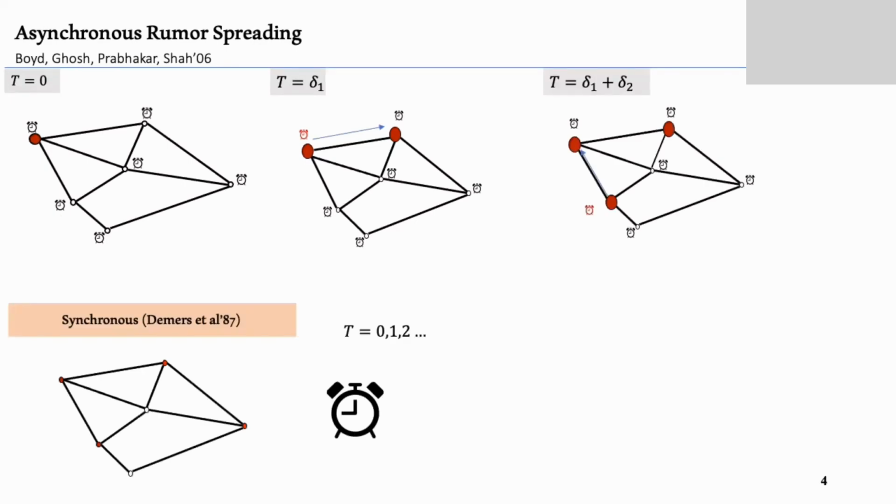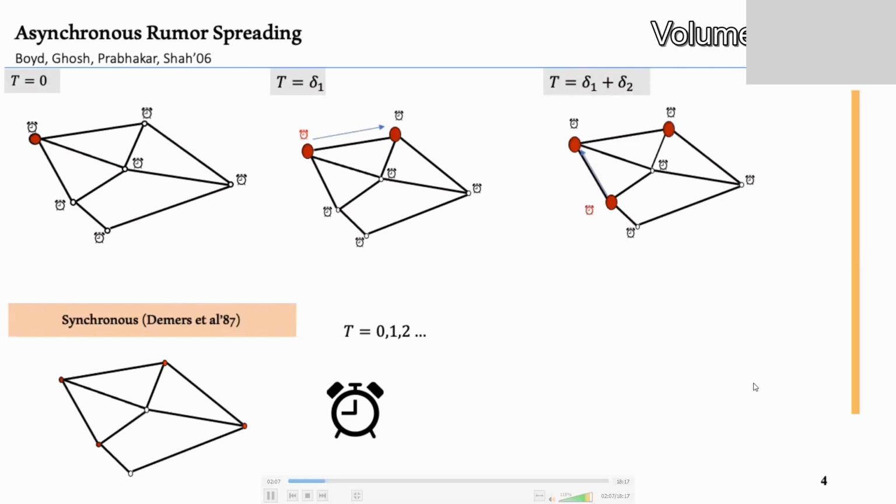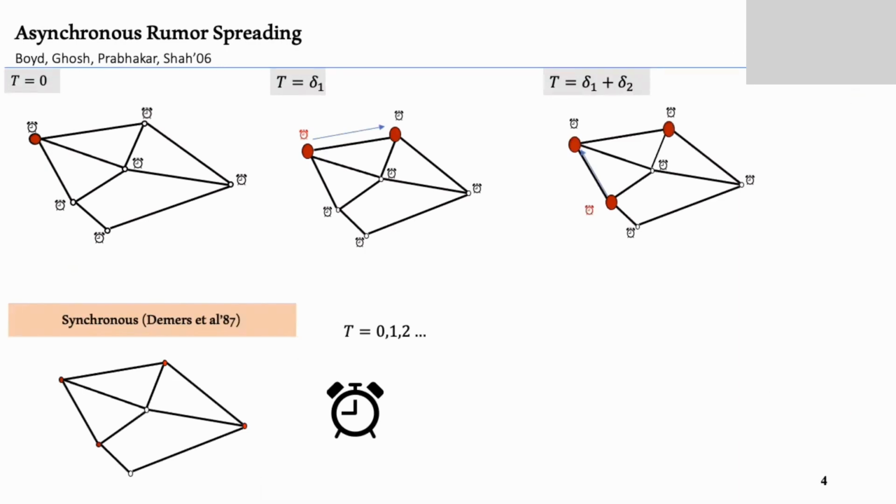However, in the synchronized model introduced by Demers and others, all nodes follow a universal clock and contact a random neighbor in a synchronized manner. Please note that in the synchronous version, we have the notion of the number of rounds, which is a discrete quantity, and in asynchronous rumor spreading, because we are working with a Poisson process, we are dealing with continuous time.